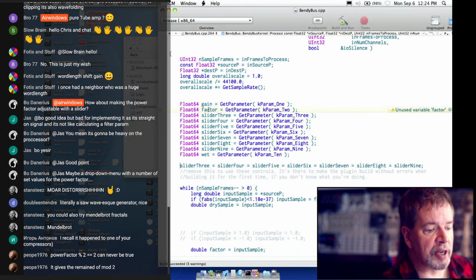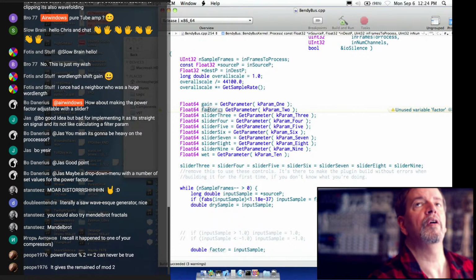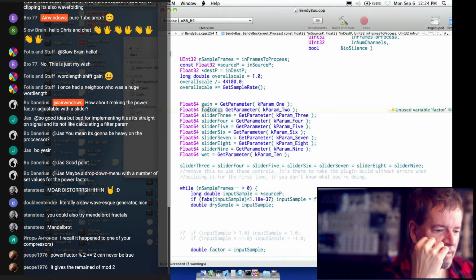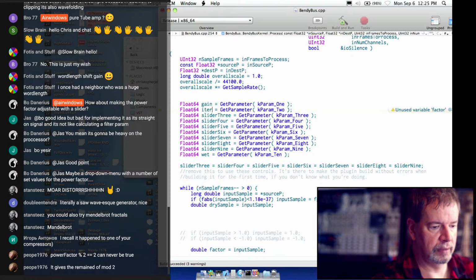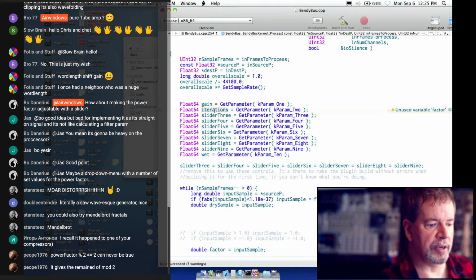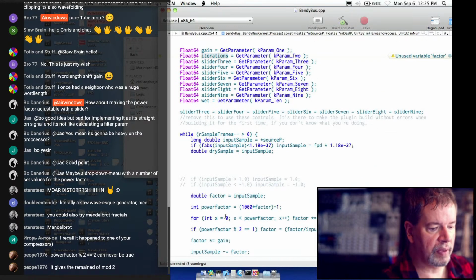Let's not have it be all messed up. What should we call this? Can't use the same name of a variable for two separate things. That doesn't work well. We'll call it iterations. We're not using that word for anything. And that goes here.